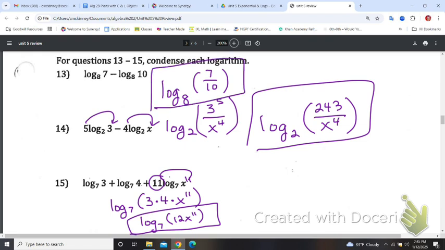Again, the bottom of your reference page gives you some examples of condensed and expanded form. If it says condensed, then you're already in expanded form and you are moving back to condensed. If it says expand, you are in the condensed column and you're moving to the expanded column.